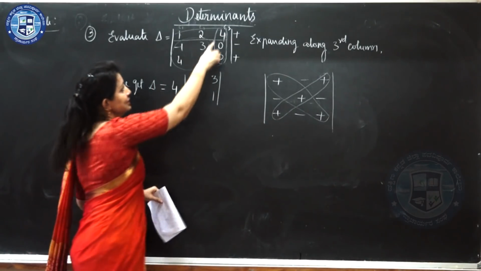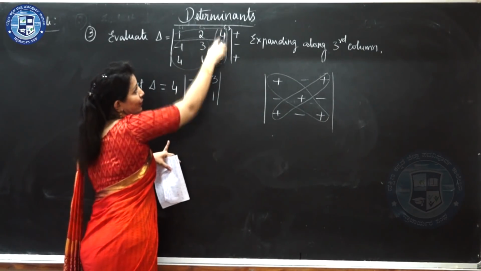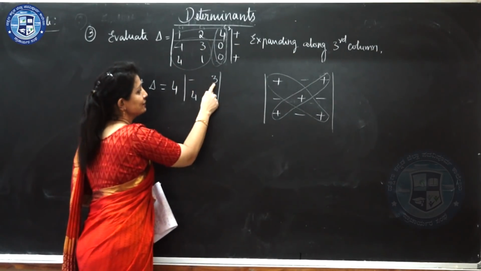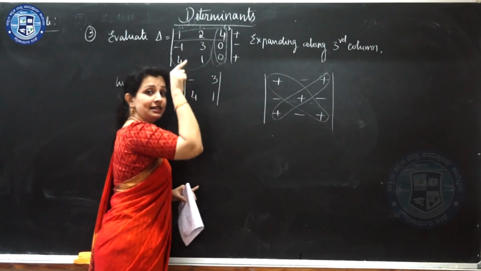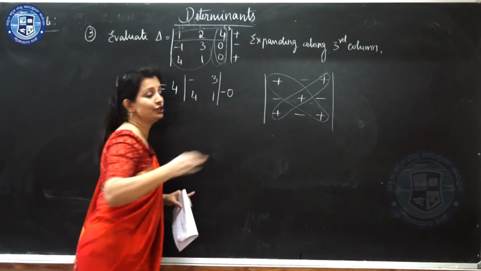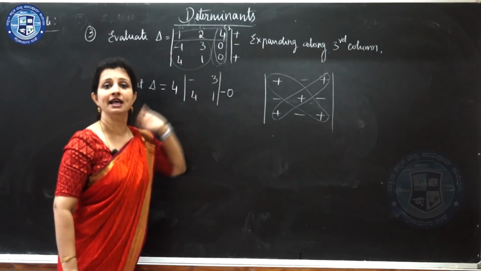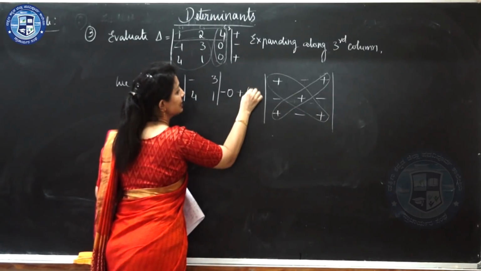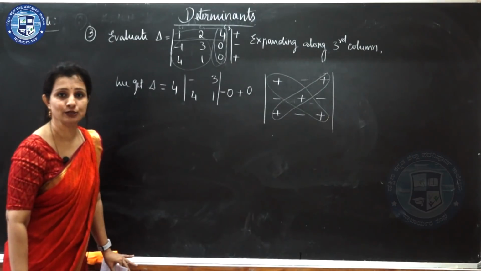So the first element is 4, taken as plus 4. Delete the row and column where 4 is. The 4 elements remaining are minus 1, 3, 4, 1. We write like that. Next, what is the second element in the third column? It is 0. So minus 0, with no need to multiply by any determinant, because 0 into any determinant is 0 itself. And the third element, plus, is also 0. So we just write 0 and stop there.